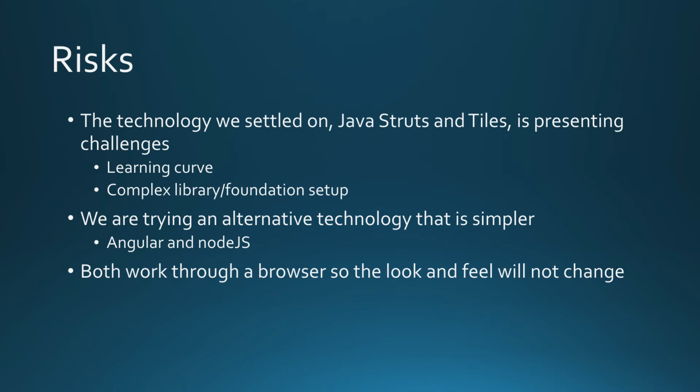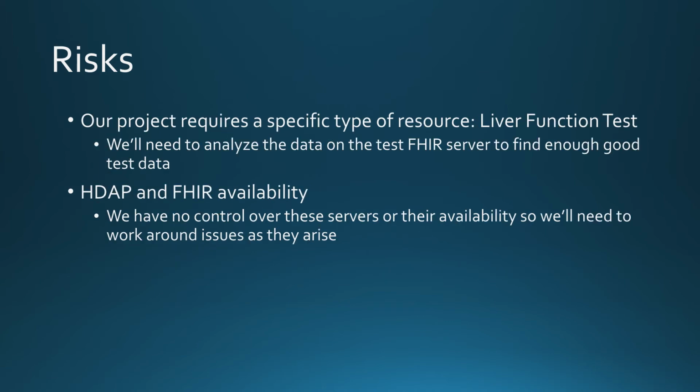Both of these use a web browser to interact with the user, so the look and feel should not be affected. Other risks that have come to light are that our project requires a very specific type of resource, that being a liver function test. We'll need to analyze the data on the test FHIR server to make sure we can find enough good test data. Also, we've encountered some issues with HAPI and FHIR server availability. Since we have no control over those systems, we'll need to work around those issues as they arise.